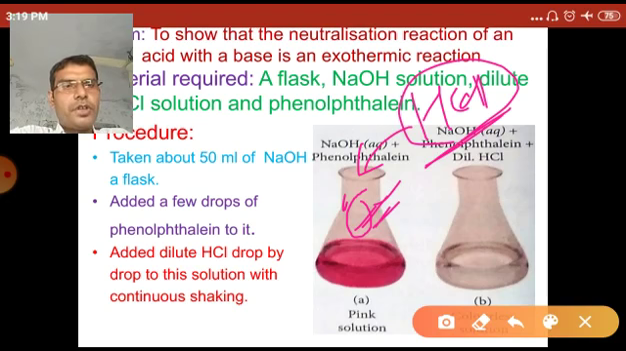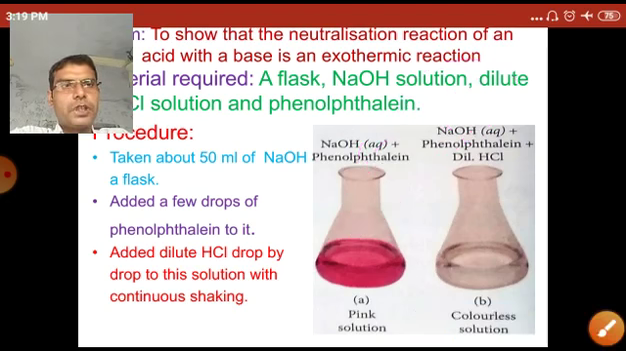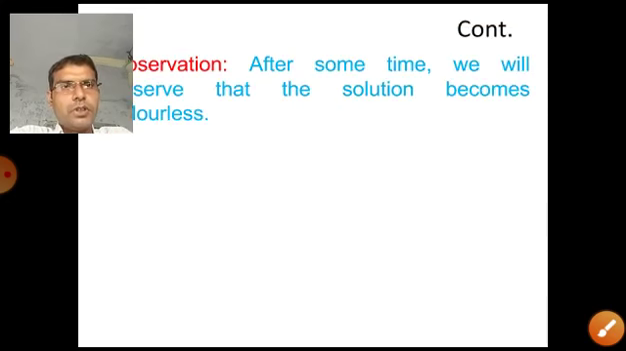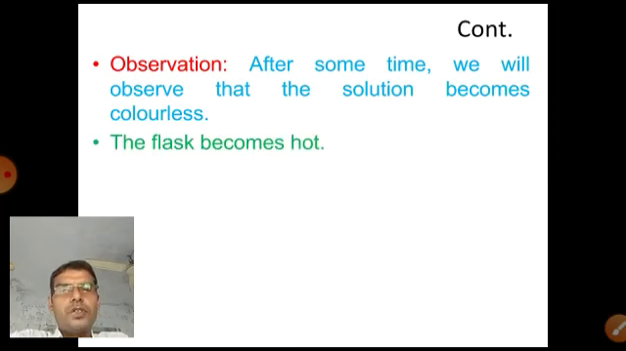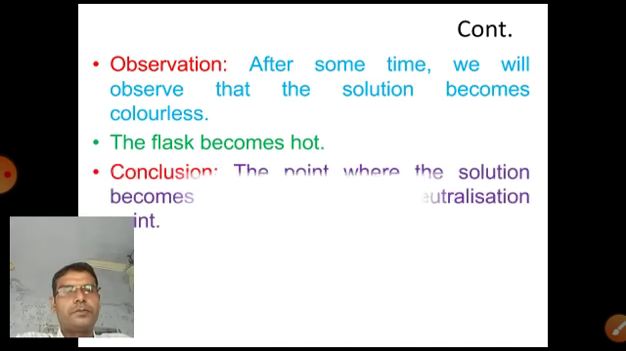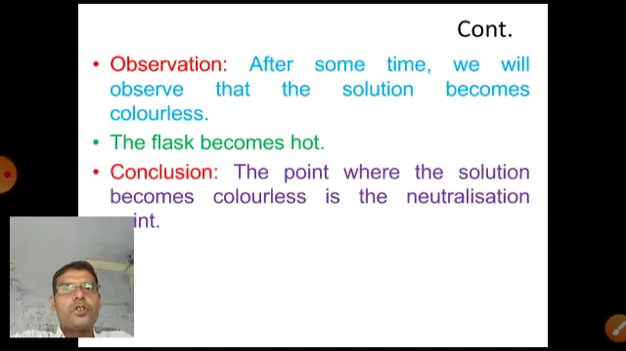After adding the hydrochloric acid drop by drop, the color of the solution becomes colorless due to the neutralization of NaOH with the acid. So we will observe that the solution becomes colorless and the flask becomes hot. The flask becomes hot because this is a type of exothermic reaction, and the color of the phenolphthalein that was pink becomes colorless after adding the hydrochloric acid.